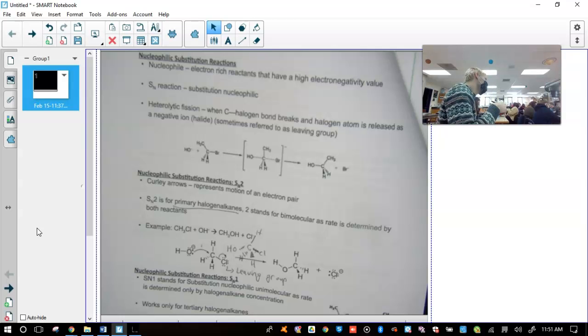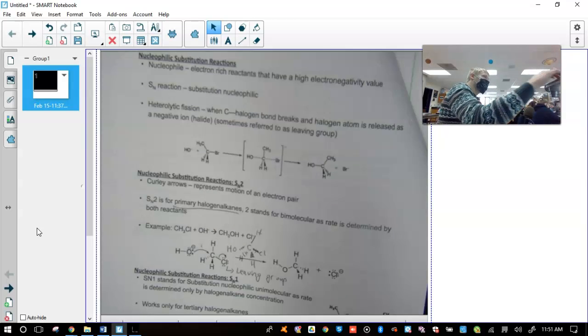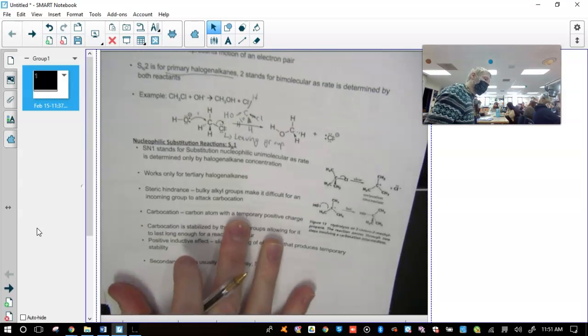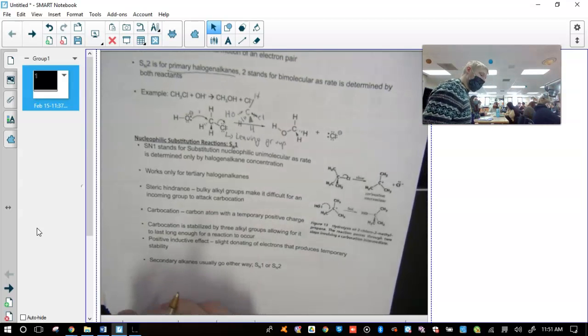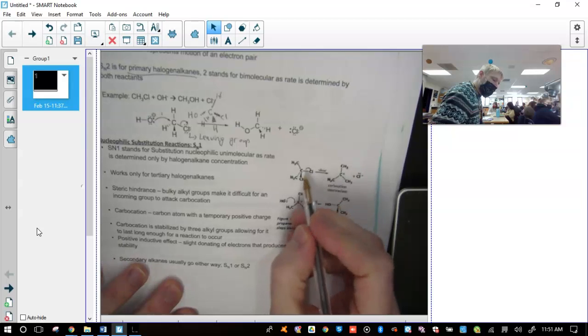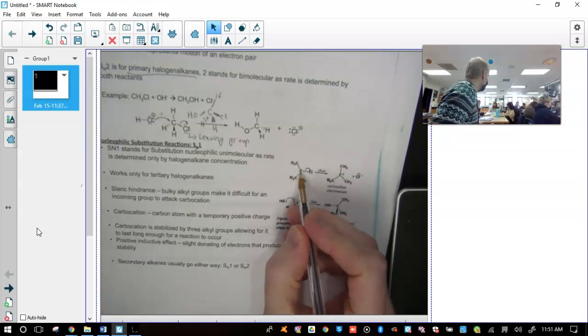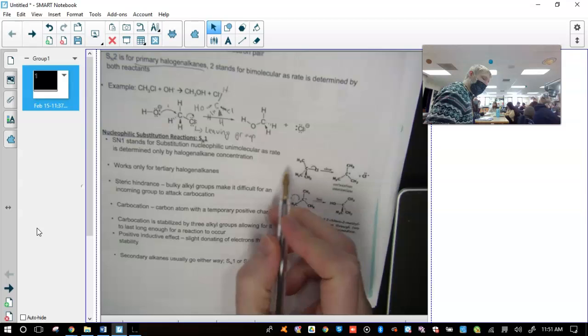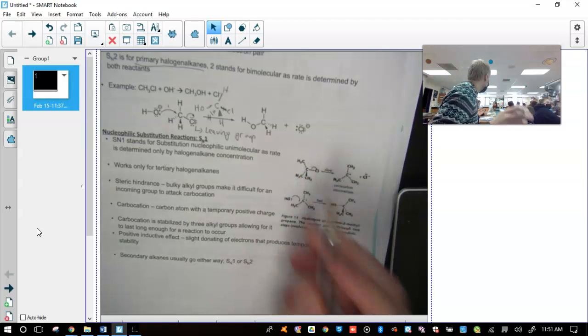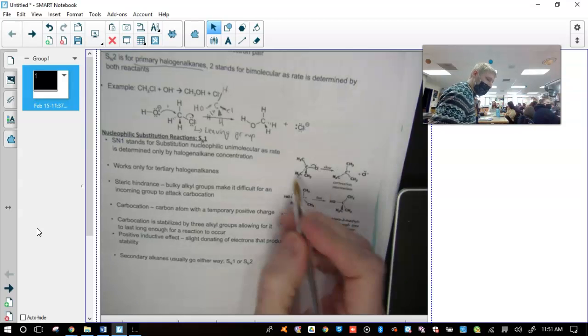If it's tertiary, now you've got to go through the Sn1 pathway, because you've got something called steric hindrance, and steric hindrance is side chains getting in the way, messing things up. So basically there's no availability for a nucleophile to attack this carbon. It can't get in. It's prevented by the alkyl chains.